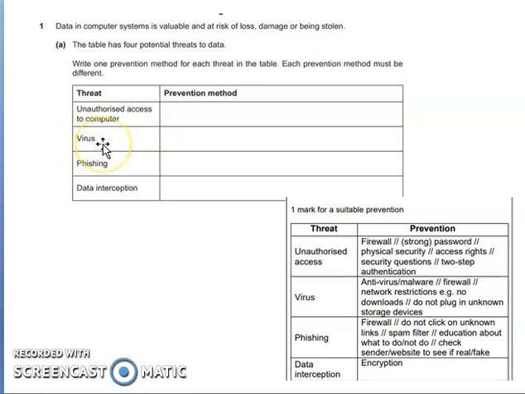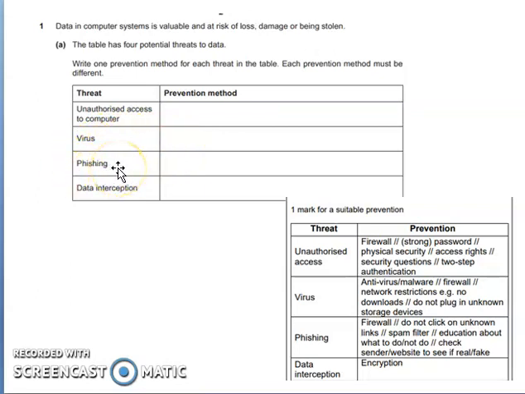Then we have the second threat, which is a virus. A virus is a specific malware which targets hardware and tries to reduce the performance of the system or damage the hardware completely. A virus generally replicates itself in the memory and fills the memory with copies of the virus, which will degrade the performance of the computer. For dealing with viruses, antivirus software is the best prevention method.